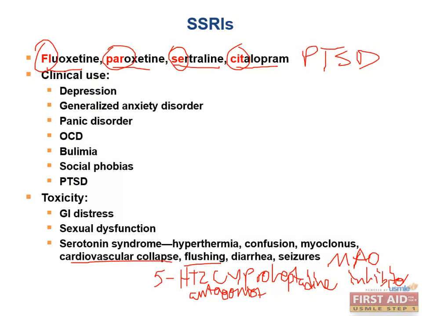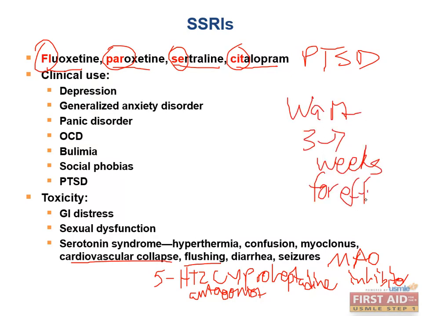The correct thing to do is actually answer choice E, reassurance and ask her to come back in 3 to 7 weeks. And the reason is because it often takes that amount of time for patients to notice any appreciable difference in their mood. So, what's the lesson of this story? SSRIs take time to cause an appreciable difference in mood. So, wait 3 to 7 weeks for effects. That is the lesson of that story.